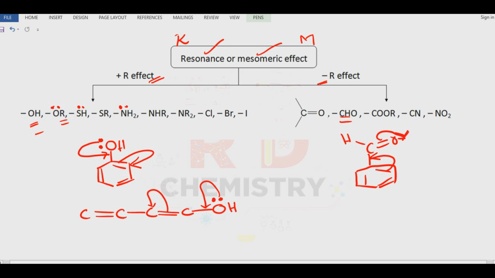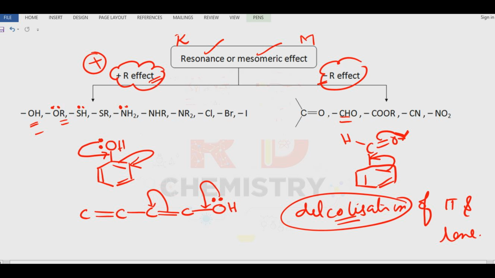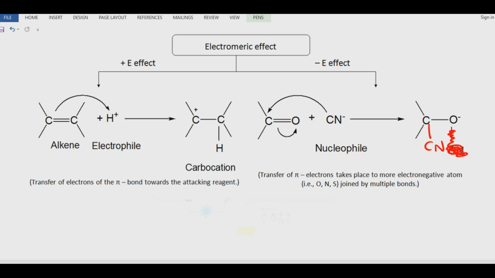So remember, there is a delocalization of pi bonds and lone pairs of electrons. When I say delocalize, I mean complete transfer of the electron from one atom to another atom. So you have to remember the examples for the plus R effect groups and the minus R effect groups. These are electron donating groups, and this side is electron withdrawing groups, minus. Clear? Next one, the electromeric effect.